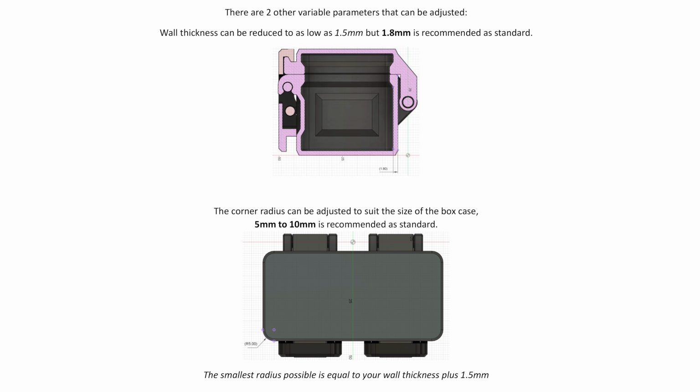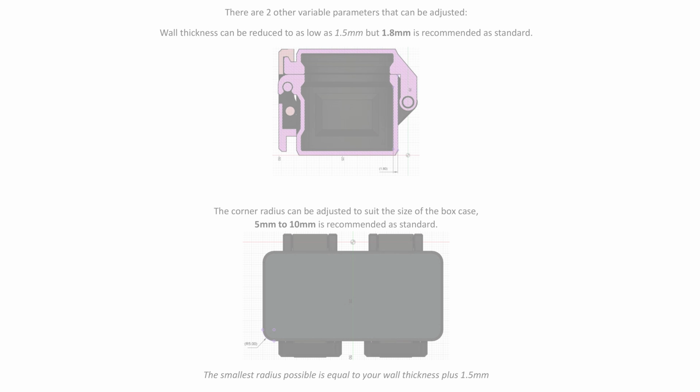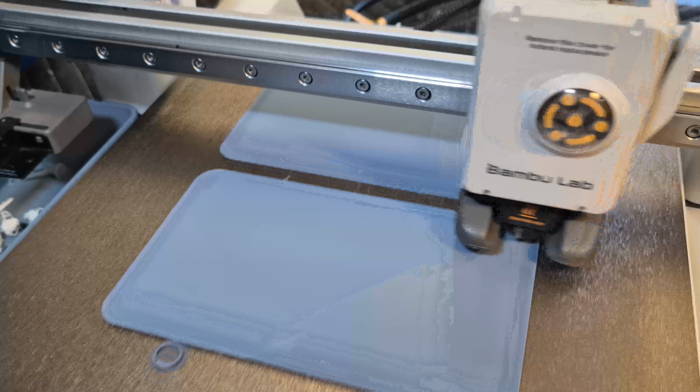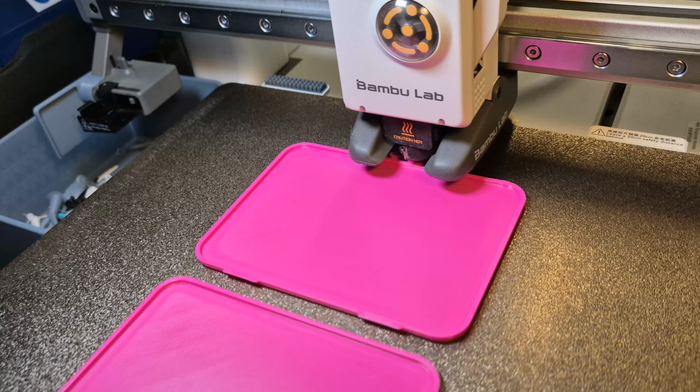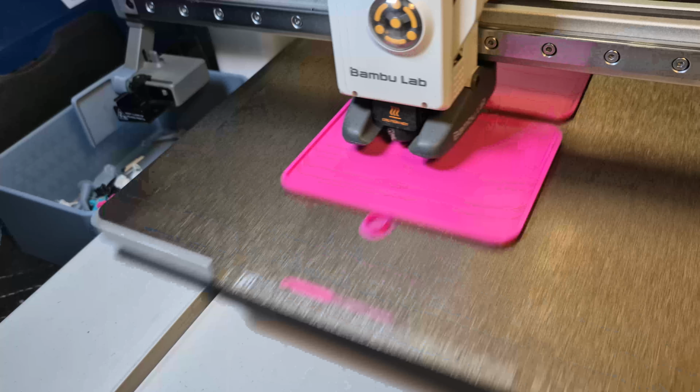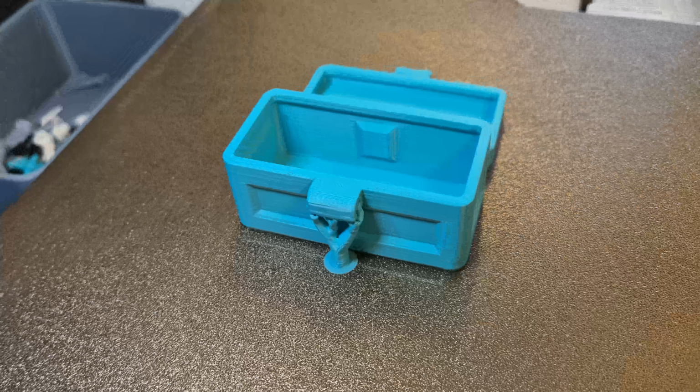You can also adjust the radii on the corners. This can be helpful when printing larger boxes. To generate a better quality print, increase the size of the radius on larger boxes. Okay, let's print. I'm just using a standard 0.4 mm nozzle and a 0.2 mm layer height. I use Bamboo Labs PLA Basic and PETG.